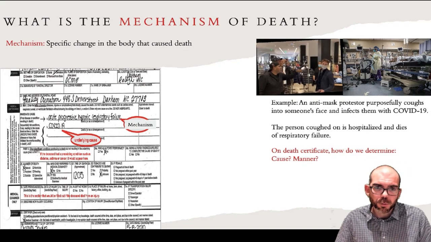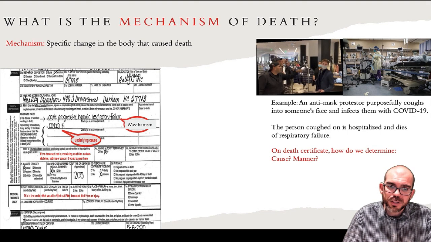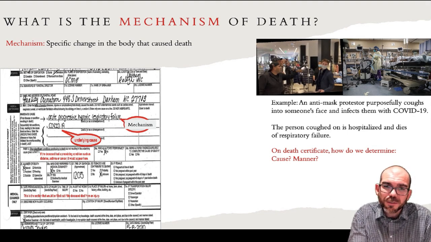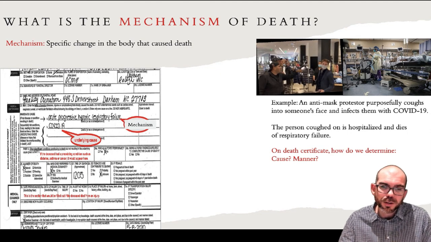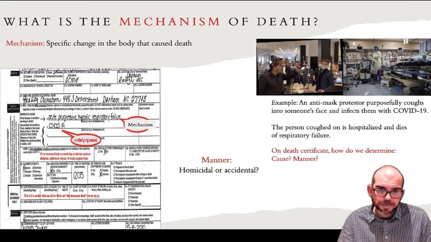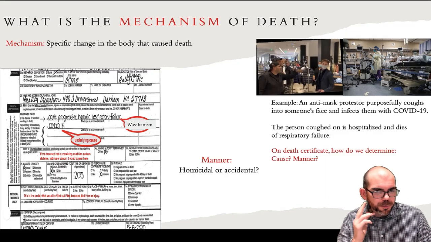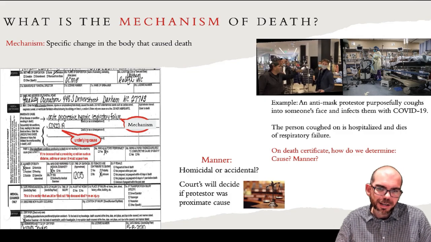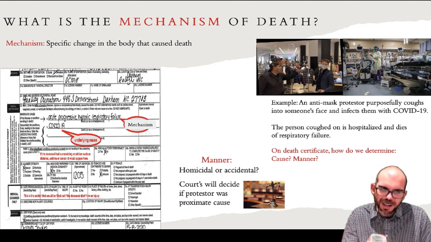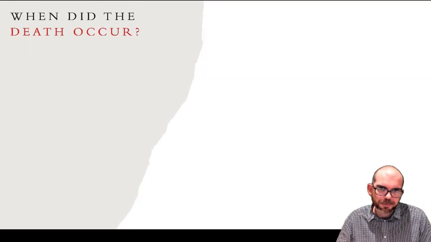Well, here's an example of one such death certificate. Here, the underlying cause was identified as COVID-19. That infection by that virus is what led to the mechanism, or the specific change in the body that caused death. Here it's listed as acute progressive hypoxic respiratory failure. Lungs are failing to breathe oxygen to the rest of the body. What about the manner? Would I count this as homicidal or accidental? Again, a court of law is going to determine what is the manner of death in this instance. The big thing here is that the mechanism is that specific biological change that caused the death.